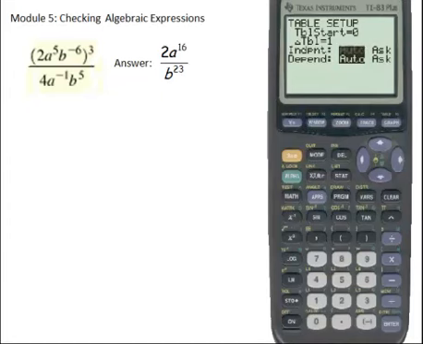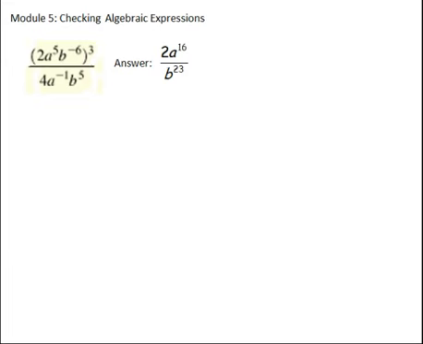In this video, we're going to see how to check algebraic expressions like those found in Module 5 using the graphing calculator. The first algebraic expression we're going to look at has two variables in it, and the technique that we'll use will be one for dealing with multiple variables. We're going to be using two special keys in doing this. The keys that we're going to be using are the alpha key and the store key.